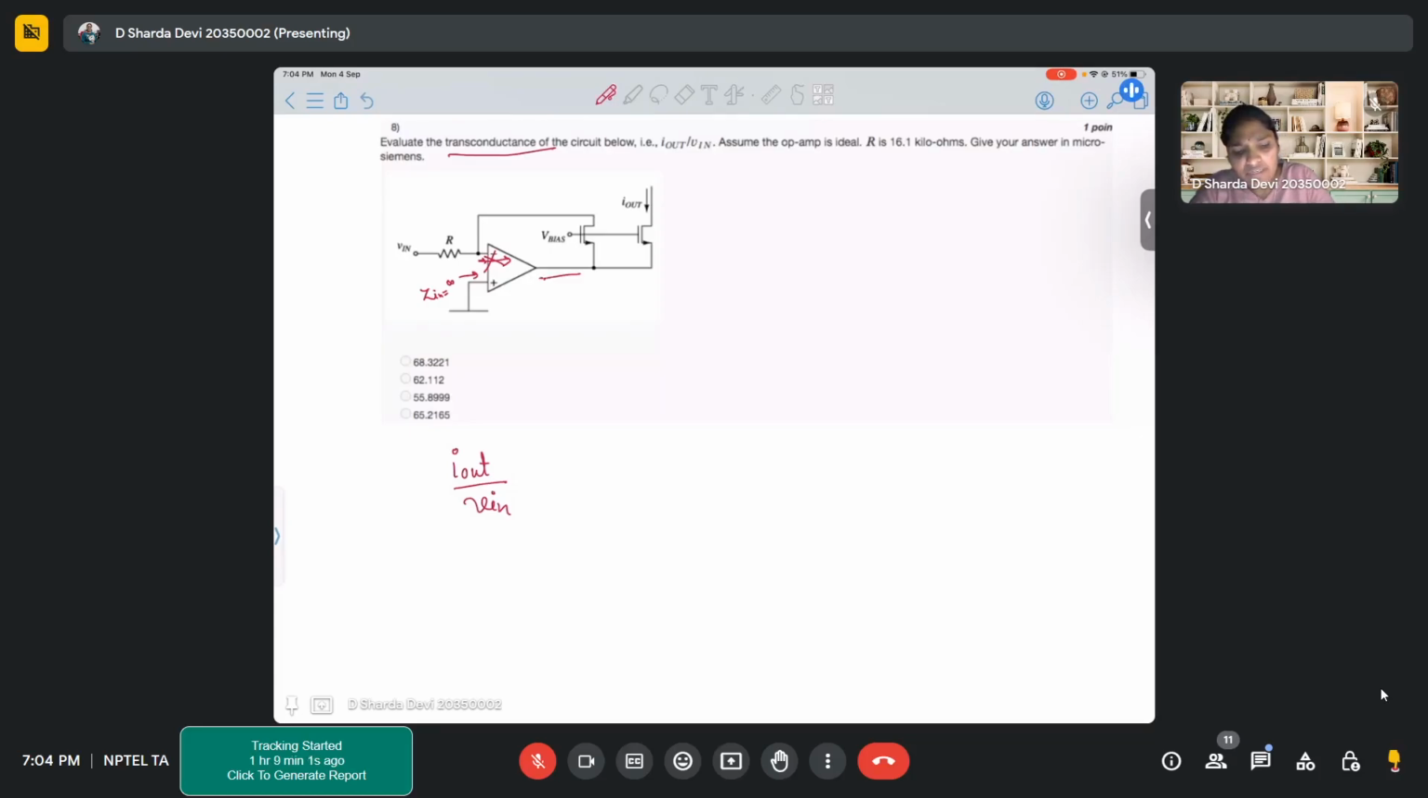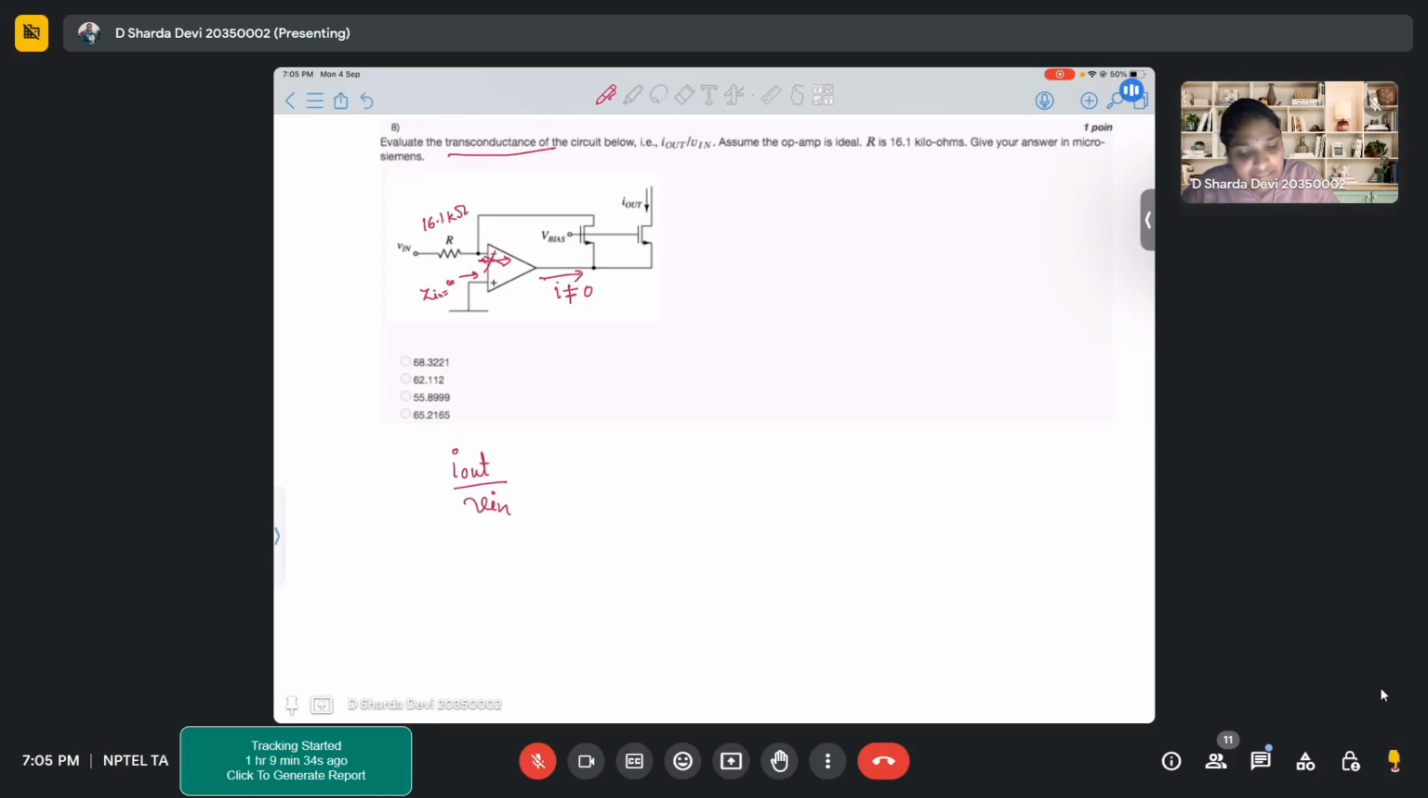What about the output current? Output current will be high. Output current is never zero. So please keep this in mind: an op amp always has an output current. Its input current is zero, but its output current is never zero. Now here you have your resistor R, 16.1 kilo ohms.